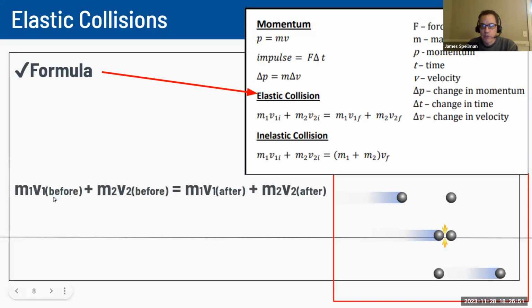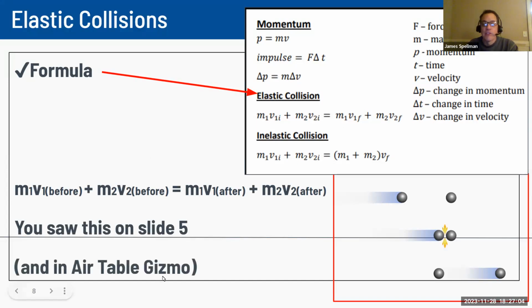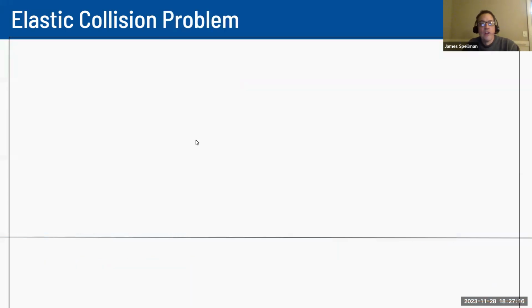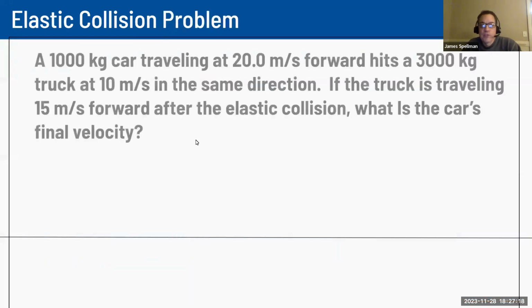This is actually something that we saw back on slide 5. So the idea that the mass times velocity of the two objects added together at the beginning would have to equal the mass times velocity of the two objects at the end. This was also typical if you've done the Airtable gizmo of the calculations and things that we were doing with the gizmo. So again, the masses of those gliders didn't change, but the velocities would change once they hit each other. So what kind of a math problem would this look like?